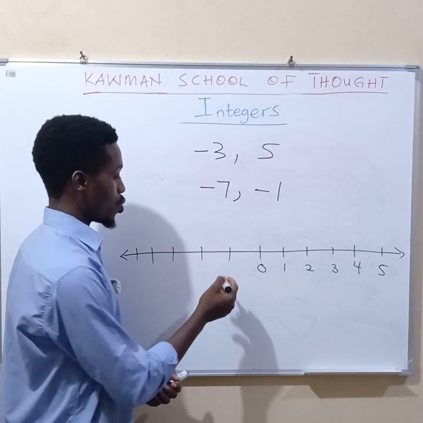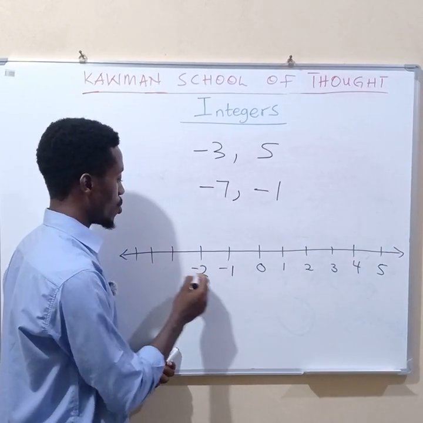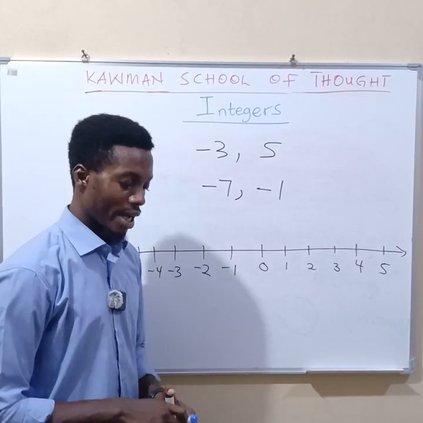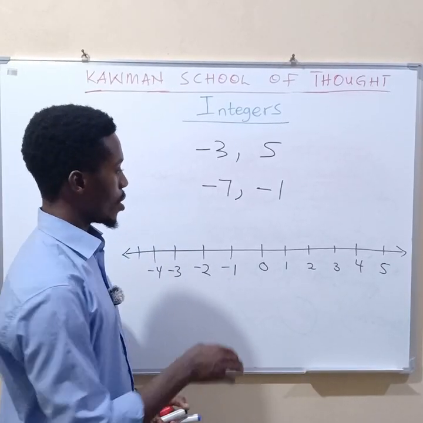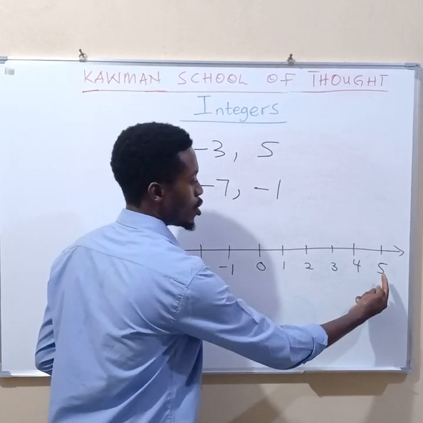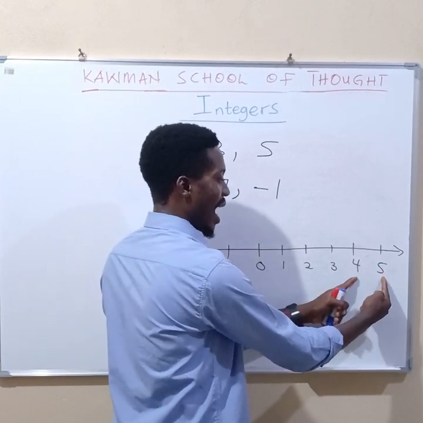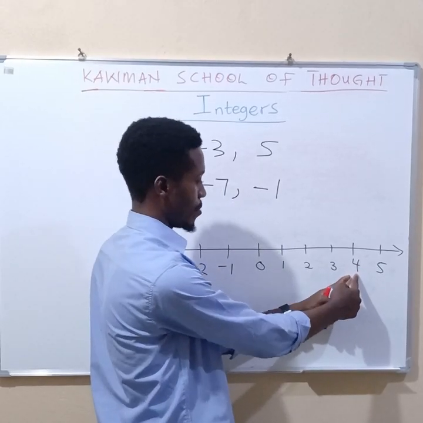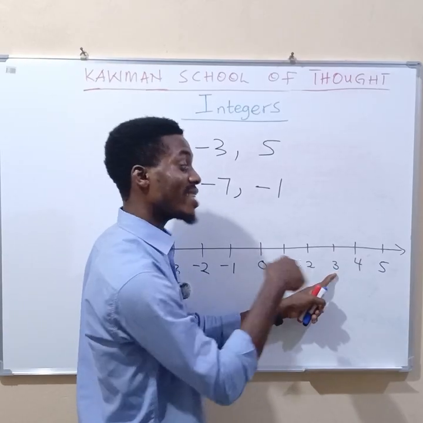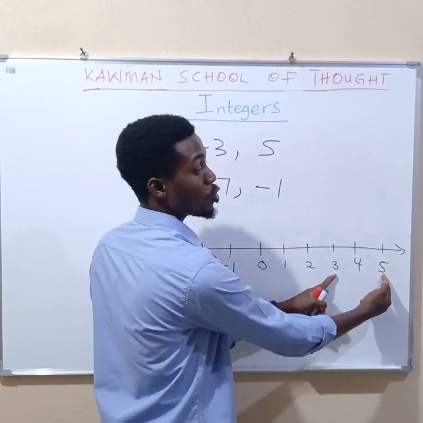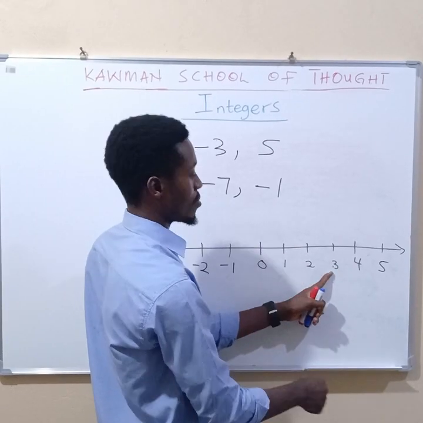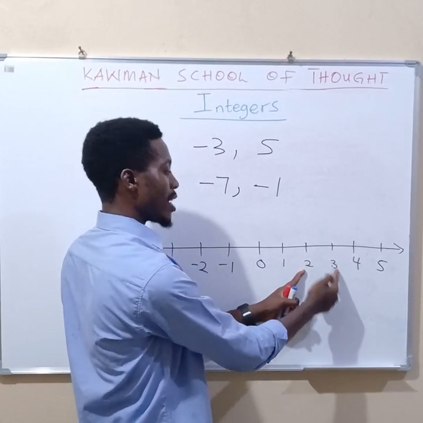I'm going to record my negative numbers as well. So -1, -2, -3, -4, etc. Now here's the catch. Listen, let's understand the system by doing this. 5 is bigger than 4, right? Okay. 4 is bigger than 3. That means 5 is also bigger than 3. Okay, keep this in mind. 3 is bigger than 2.